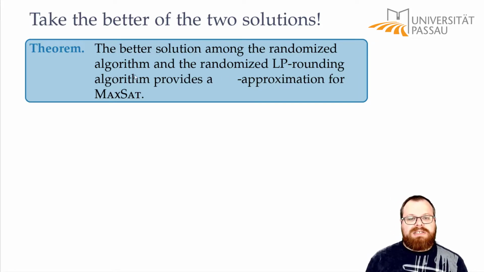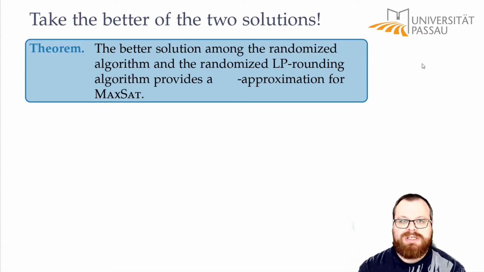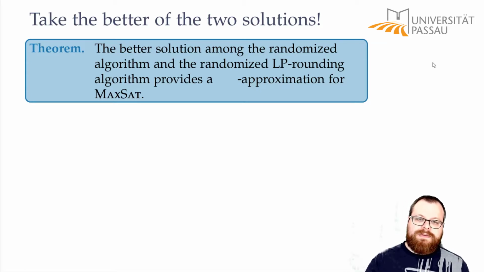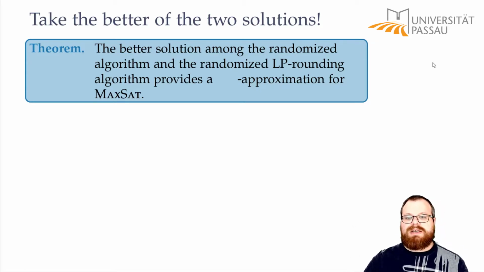Now if I take the better of them, what does that give me? Of course, the better one is the second one, so it gives me a 1 minus 1/e approximation. And in general, that's the best we can do. If we have two algorithms, and both have different approximation factors, and we take the better one, then that in general is just the approximation of the better algorithm.